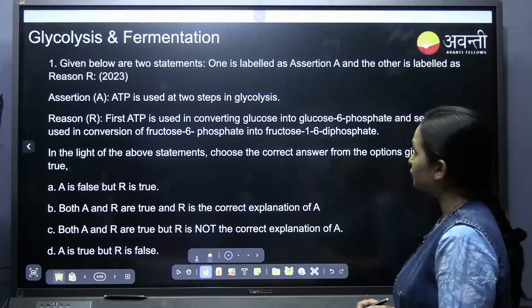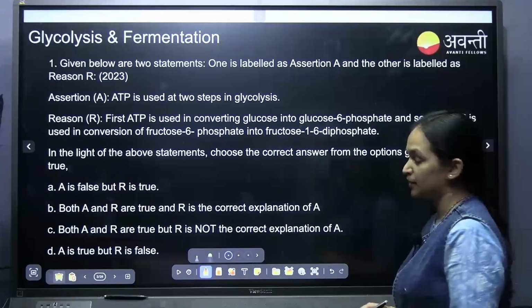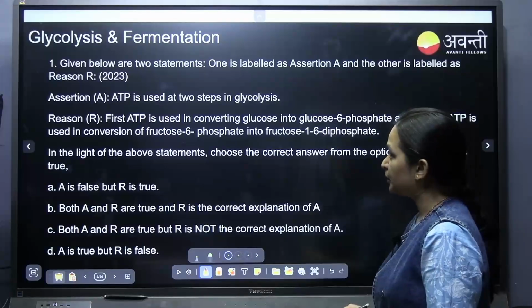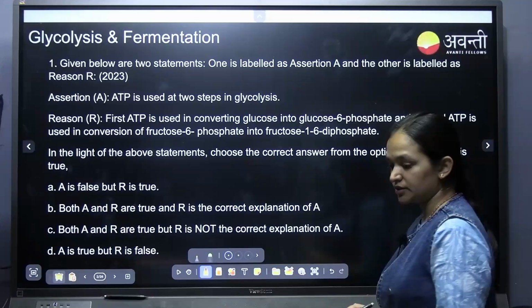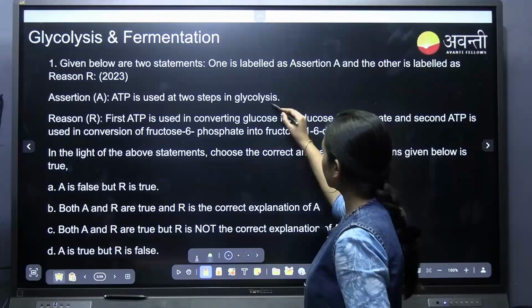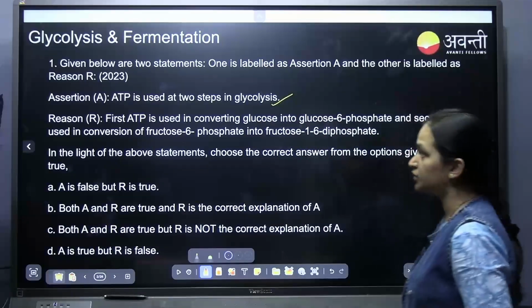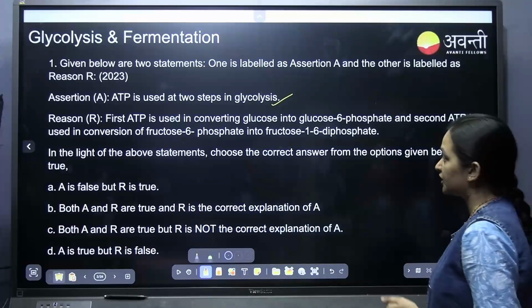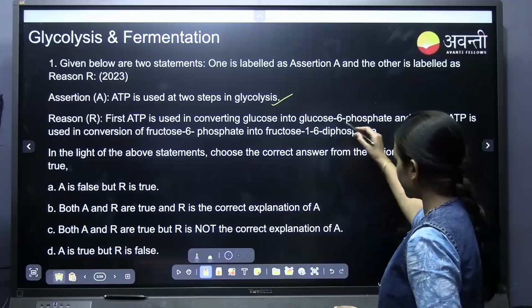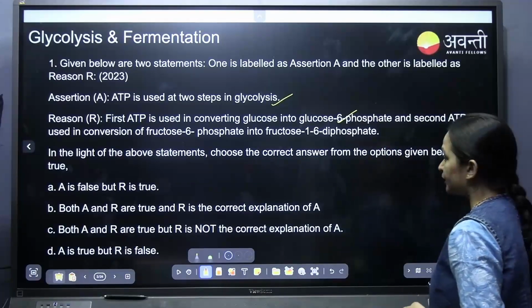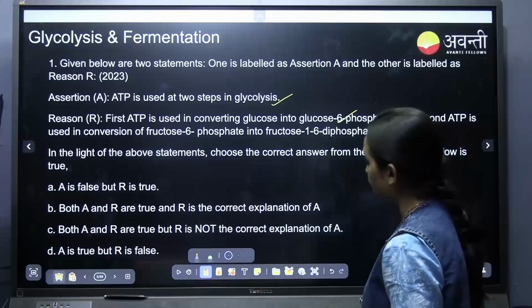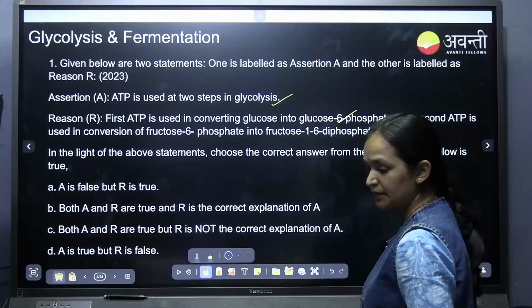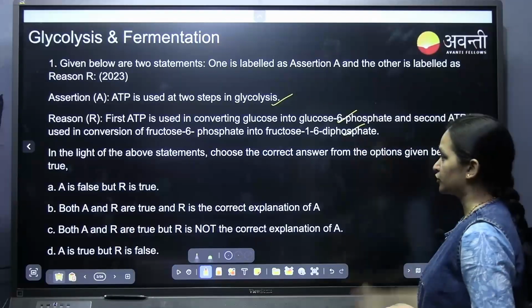Given below are two statements, one is labelled as assertion and another one is labelled as reason. Try solving this question. Assertion: ATP is used at two steps in glycolysis. Is it correct? Yes, ATP is used in two steps in glycolysis. Then first ATP is used in converting glucose into glucose 6-phosphate, correct, and the second ATP is used in conversion of fructose 6-phosphate to fructose 1,6-bisphosphate or diphosphate. Is it correct? Yes, this is also correct.